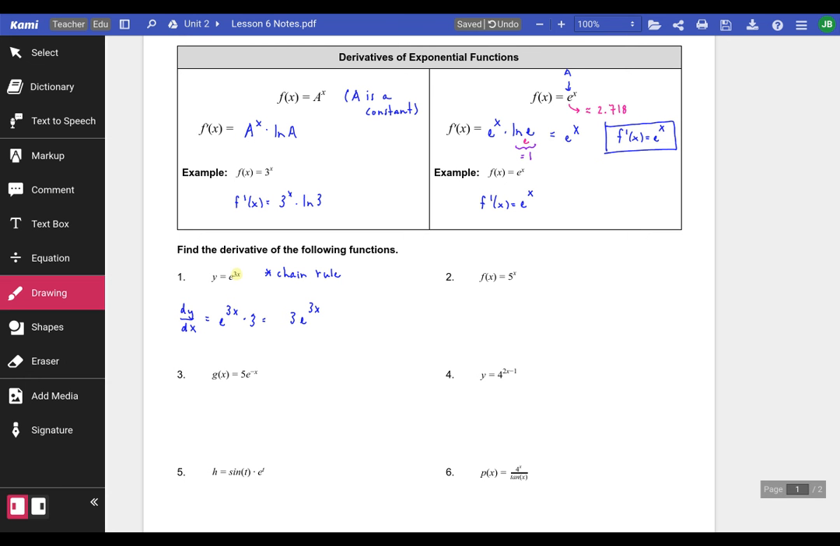For number 2, we have f of x equals 5 to the x. So in this case, our a is 5. So we're going to use that first rule that we had. So f prime of x is just going to be 5 to the x times the natural log of 5.